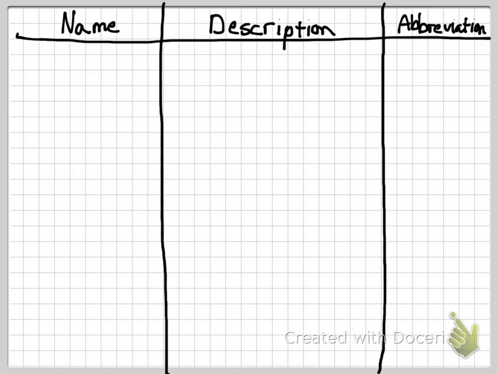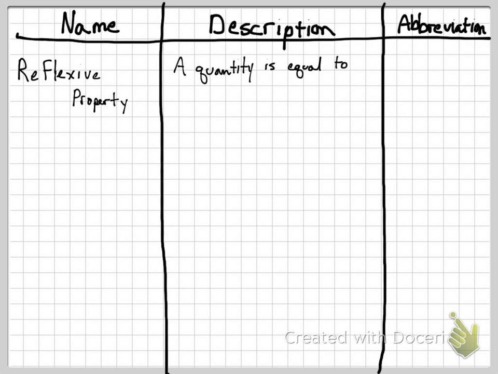So the first one we have is the reflexive property. And the reflexive property is a really strange property, and it basically says that a quantity is equal to itself. It might seem like a strange property to have because of course something is equal to itself. So here's an example of the reflexive property. You ready? 4 equals 4. Did I just blow your mind?